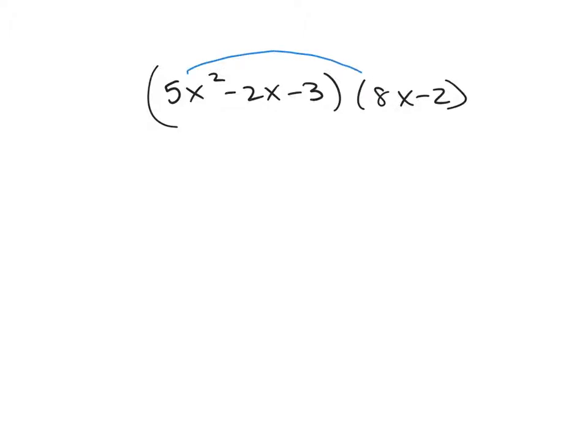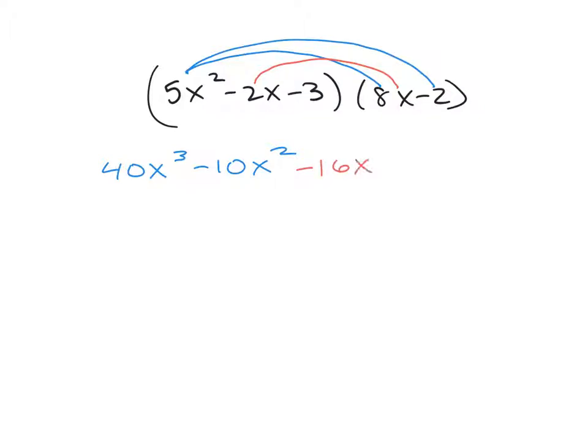So I have 5x squared, and I need to make sure it multiplies by 8x, which will be 40x cubed, and also that it multiplies by negative 2, which would be negative 10x squared. And then I need to also take this negative 2x and make sure it multiplies by 8x, which is negative 16x squared. And then that negative 2x also has to multiply by negative 2, so that's plus 4x.